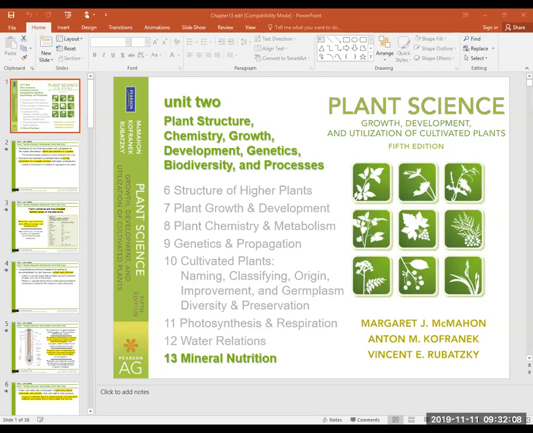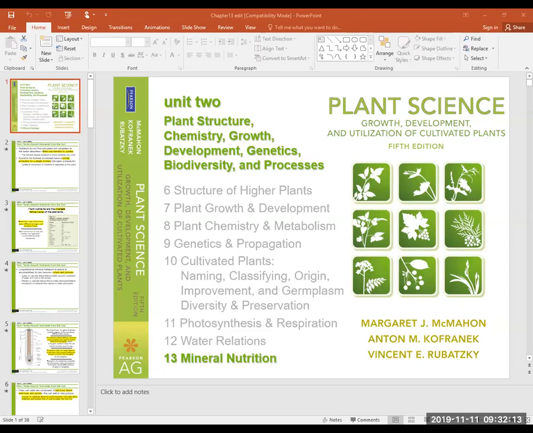We're going to move in, hopefully overlapping a little bit between the end of Unit 2 and the beginning of Unit 3. So kind of juggling a couple of things here. First talking about mineral nutrition and then getting into the management of soils. So let's go ahead and get into the presentation here. All right.